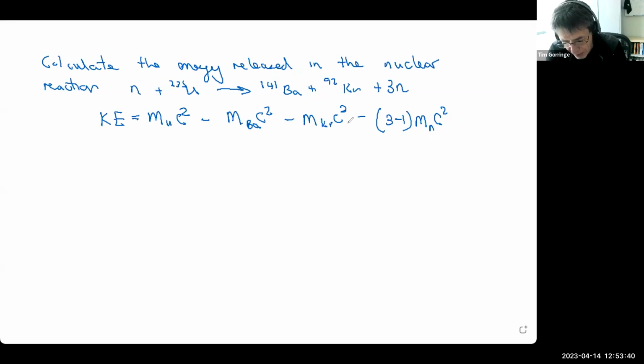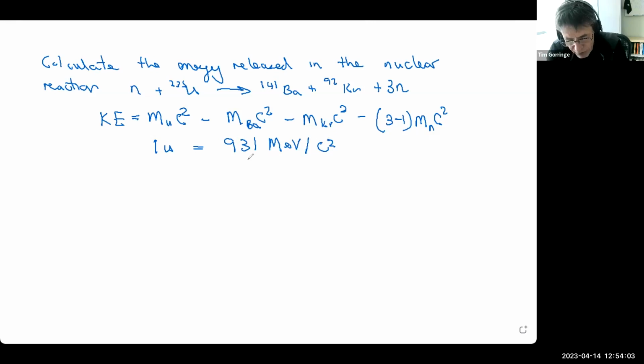atomic units of mass. 1 atomic unit, we would write it as U, that unit, is actually equal to 931 MeV over c squared. The units MeV over c squared that we've been using for subatomic particles.